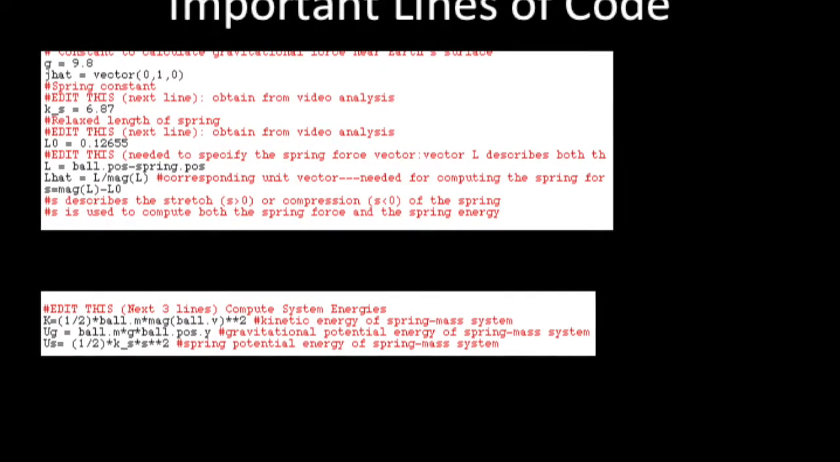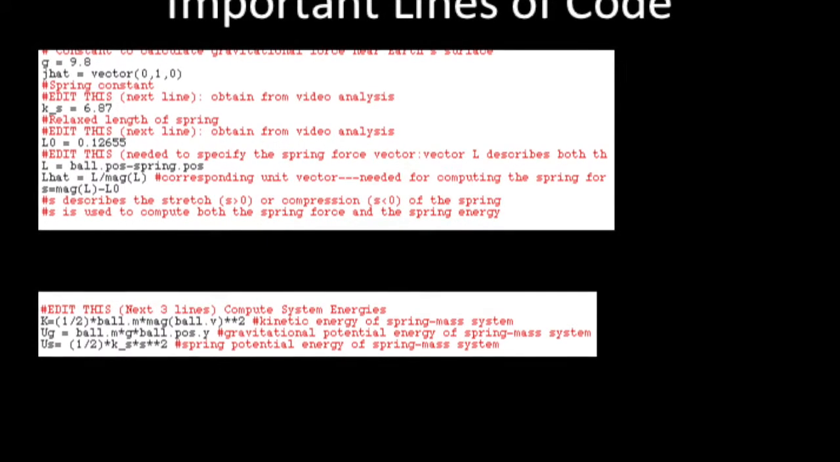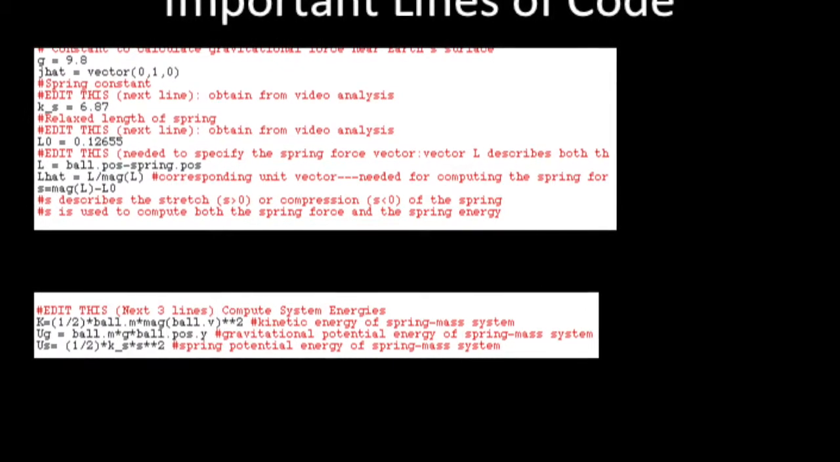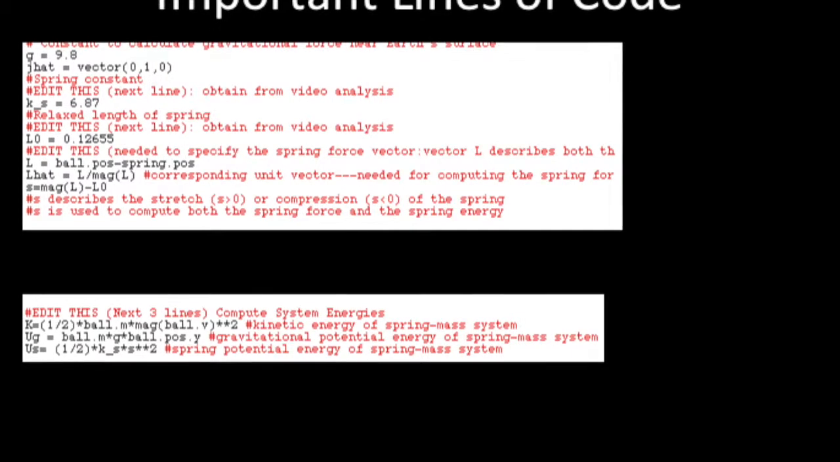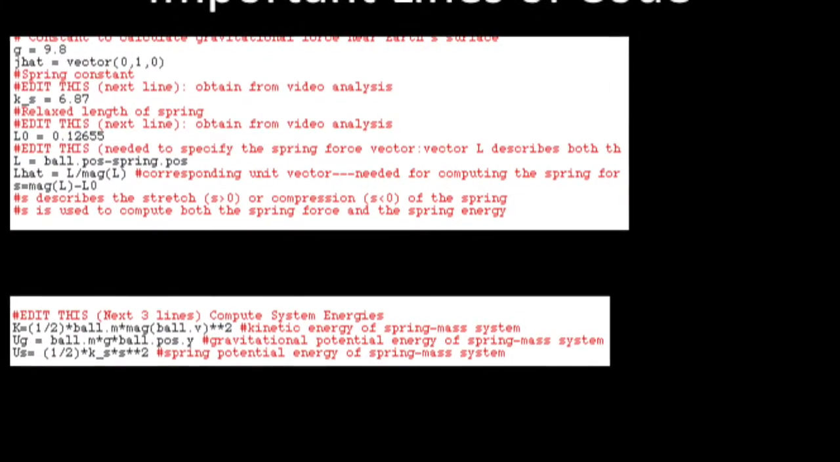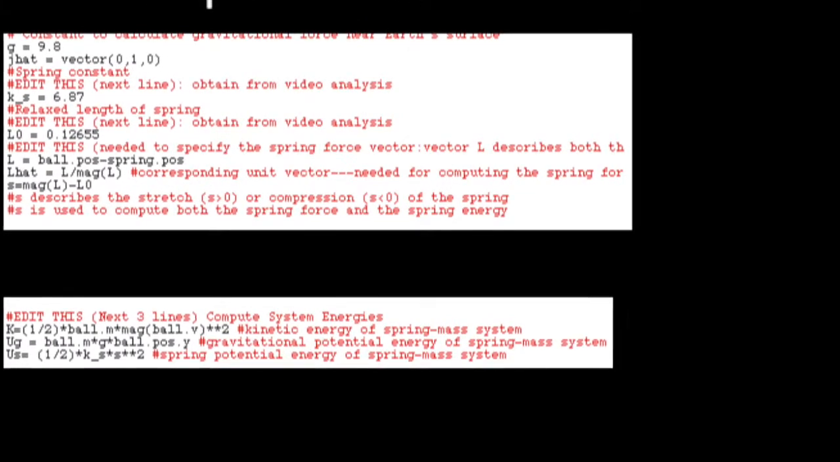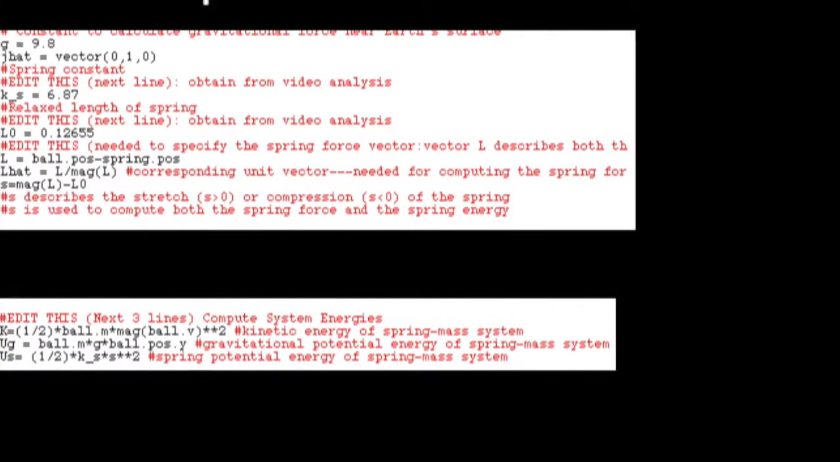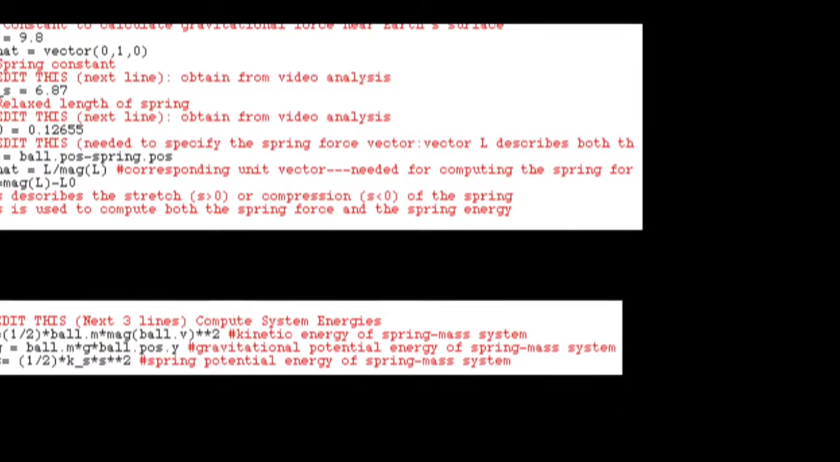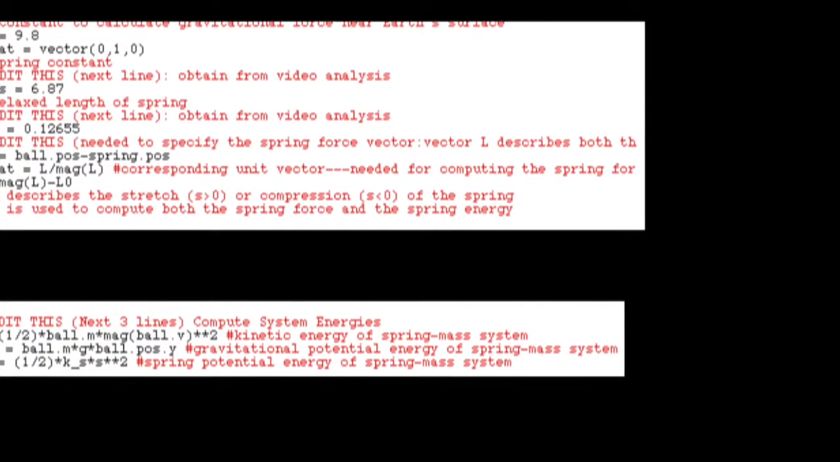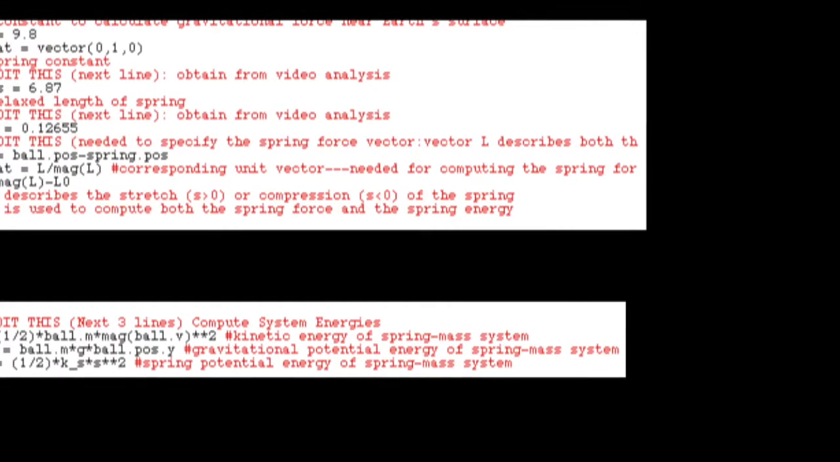Here are some important lines of code. First, we see how we imported the spring constant. We found the relaxed length of the spring using our spring force equation, where mg equals spring constant times the length minus the relaxed length. Then we'll also set up the kinetic and potential energies that we will use to make sure that it fulfills the energy principle. We specify the kinetic and potential energies by simply using their formulas and inputting them into the Python code.